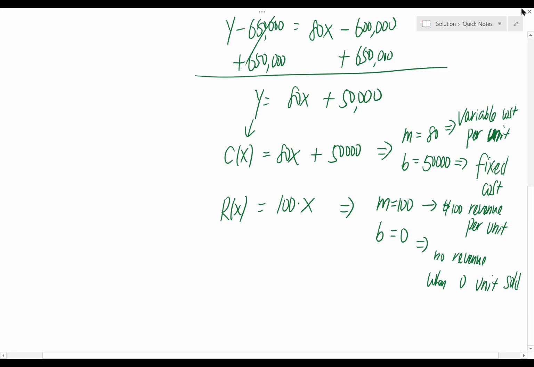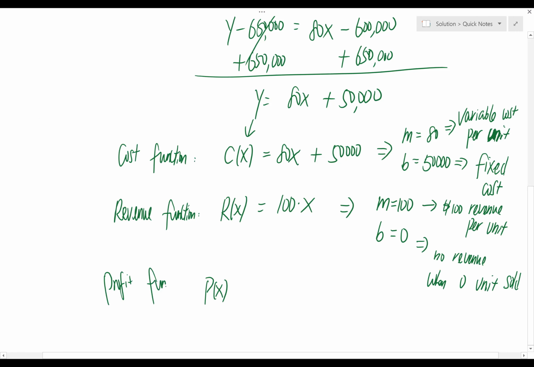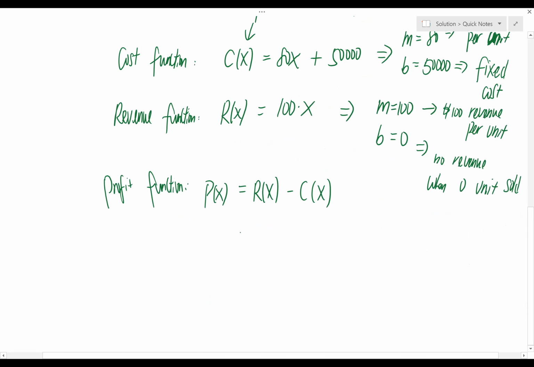And the third thing is the profit function. So this is the cost function. Let me label this cost function. And we have a revenue function. And we have a profit function. The profit function equals the revenue function minus the cost function. So total revenue minus total cost is what they call gross margin, or gross profit. So this is 100x minus 80x plus 50,000. Make sure you put 80x plus 50,000 in parentheses. Otherwise, there will be confusion once you do the calculation, because for c of x, the whole thing should be in the parentheses. So it's 100x minus 80x minus 50,000.